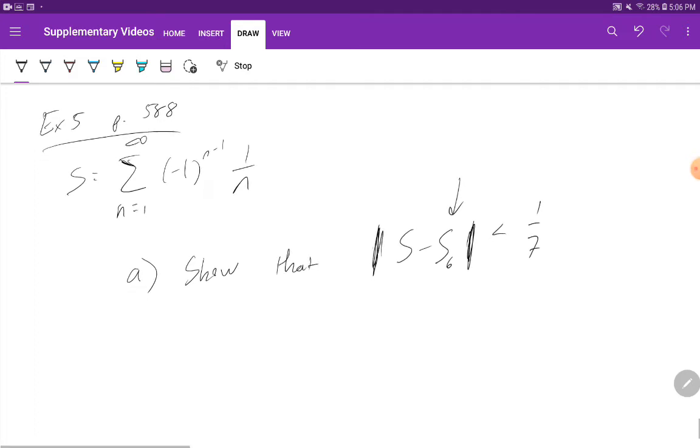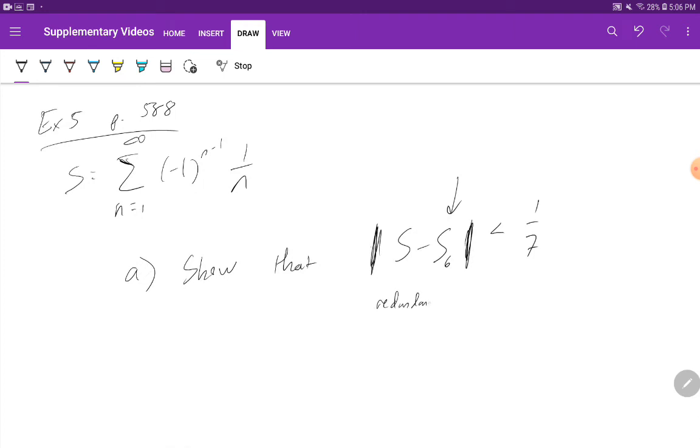I think this one's kind of redundant, honestly. I don't like this example. Because think about it: if we're stopping at the 6th term, then of course the 7th term is going to bound it, right? For instance, if I plug 1 in, it starts positive, then goes minus 1/2, plus 1/3, minus 1/4, plus 1/5, minus 1/6, plus 1/7, minus 1/8, and so on and so forth. They're basically saying S sub 6, which is this piece right here, is bounded by the next term.